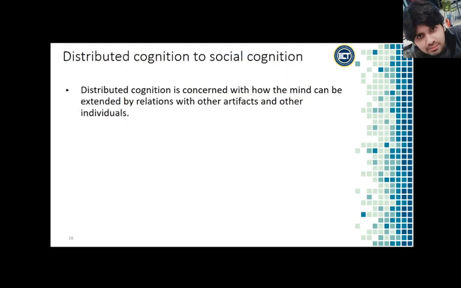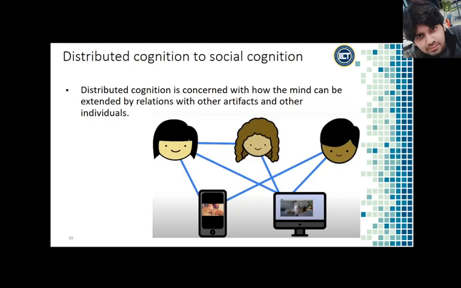Now, distributed cognition is concerned with how the mind can be extended by relations with our artifacts and other individuals. Because we are interface designers, we probably focus most of our time on the artifacts part of that. After all, even though we are designing tasks, the artifacts are what we are actually creating that's out in the world. But the other part of distributed cognition, distributing across individuals, presents a powerful opportunity as well.